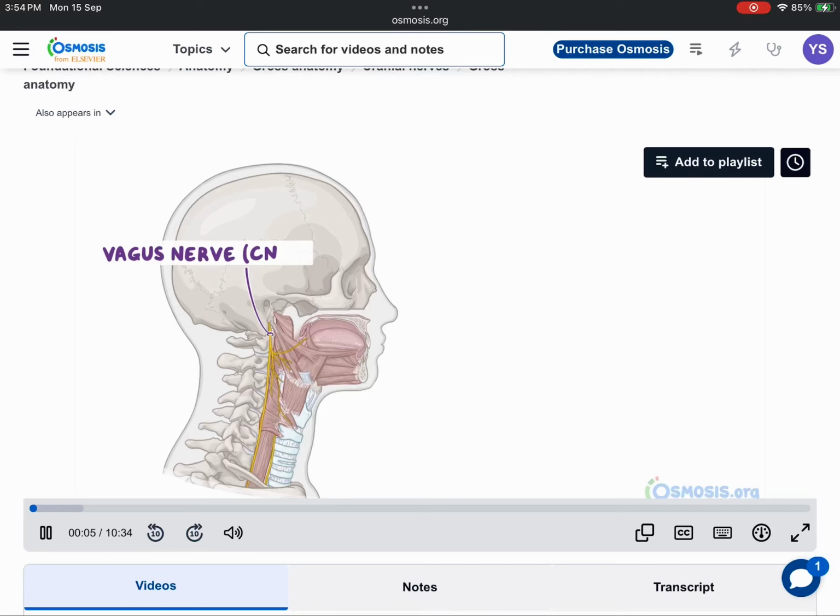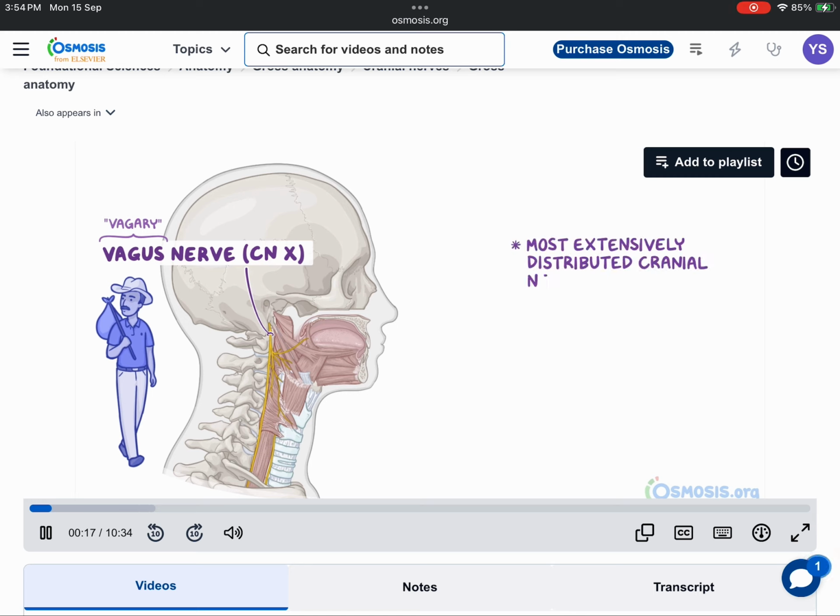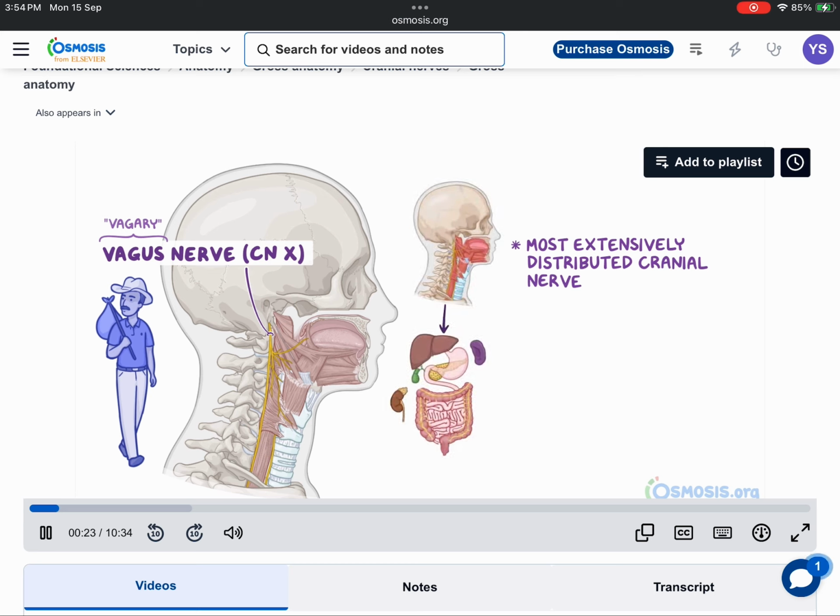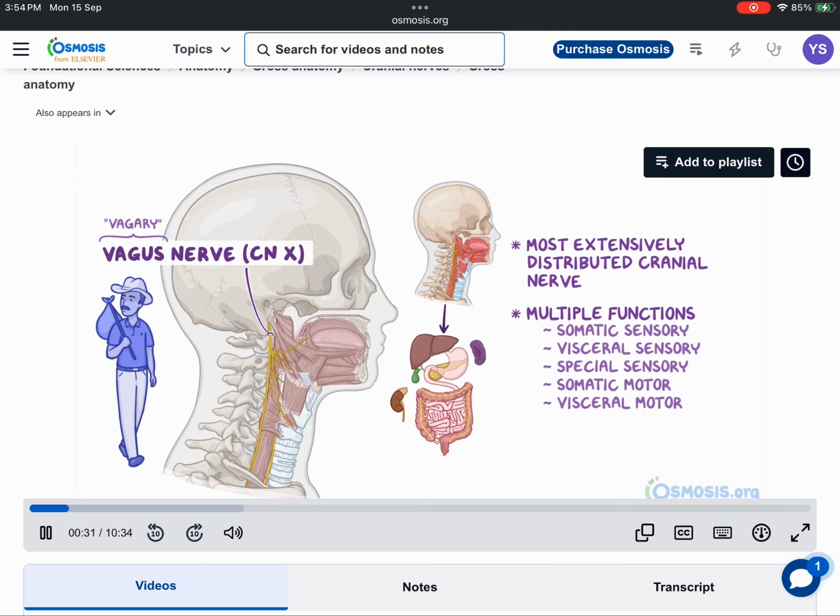The vagus nerve is the 10th cranial nerve, and its name comes from the Latin word vagare, which means indefinite or wandering. This actually reflects its wide distribution, seeing as the vagus nerve is the most extensively distributed cranial nerve. In fact, it innervates structures all the way from the head and neck to parts of the digestive tract. The vagus nerve has multiple functions, such as somatic, visceral, and special sensory innervation, as well as somatic and visceral motor innervation.